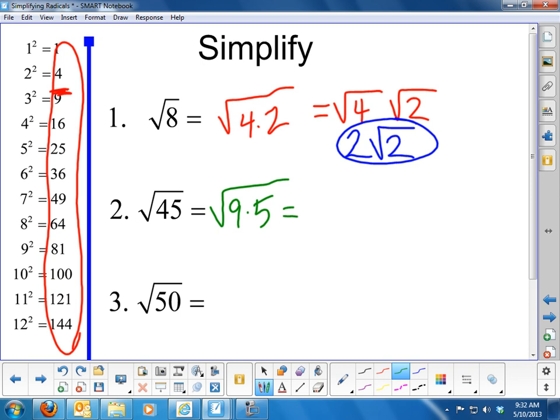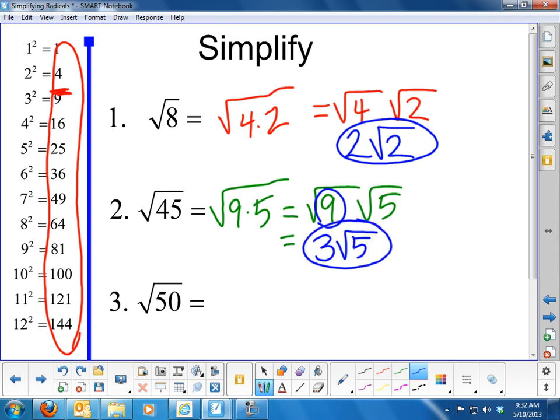So again, I can simplify that to the square root of 9 times the square root of 5. How do I simplify that further? Well, 9 is a perfect square, so I'm going to circle that. It's a perfect square, and I'm going to rewrite this as 3 times the square root of 5. The square root of 5 is a decimal. I don't want decimals, so I leave it. Let's look at the next one, square root of 50.